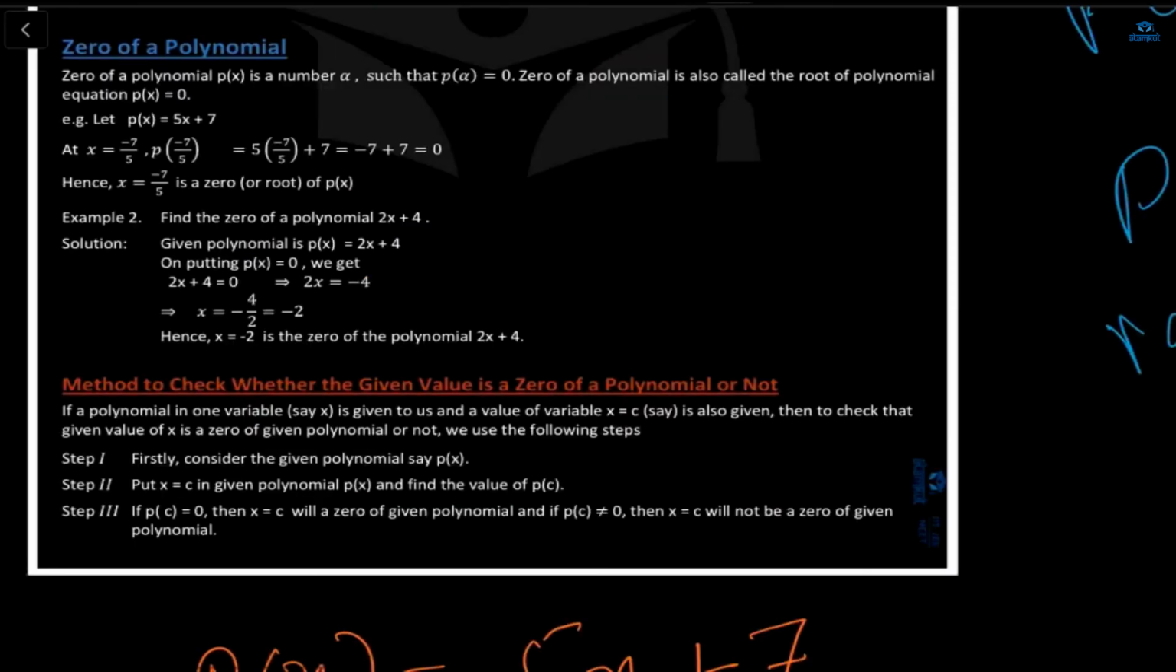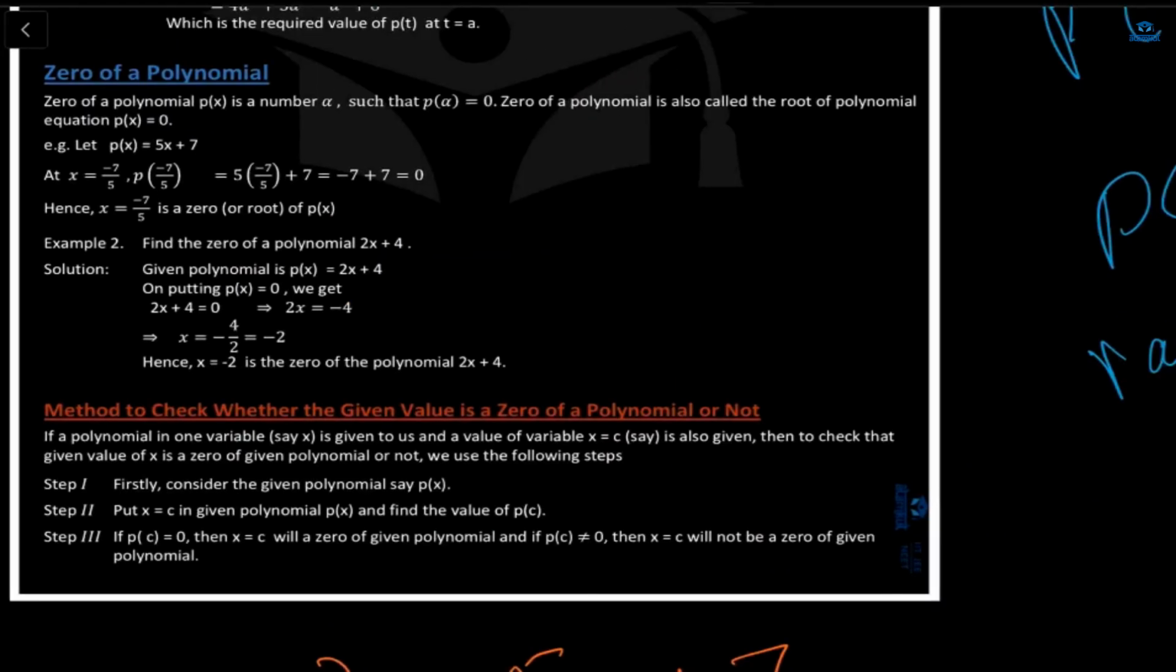Now question number 2. Find the zero of the polynomial 2x plus 4. Tell me the zero. Nobody will tell me the direct answer. Everybody raise your hands, you have the option of raising a hand. The better way is that you write the answer in the chat box. Everybody write the answer in the chat box.